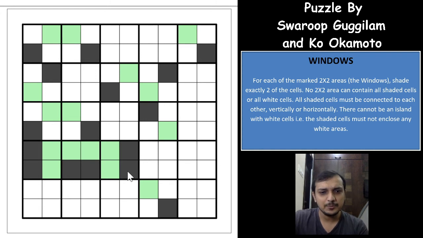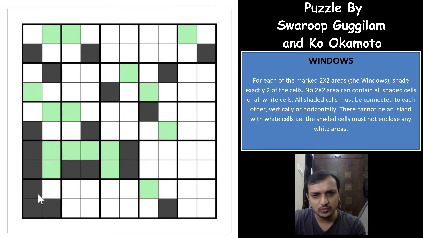So if you see here, this group of shaded cells, these kinds of logic are very much to be seen in the Windows puzzle. So if you see this group of shaded cells, if it goes from the down, there is only one way to connect to this black cell. It cannot directly go down because it will form 3 cells. So if it has to go from the down, it will go only this way.